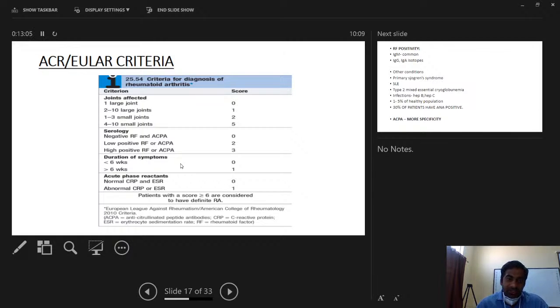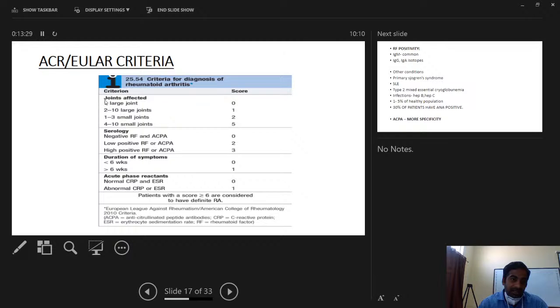This is how you call it definite rheumatoid arthritis if the score is greater than or equal to 6. Let's say 4 to 10 small joints, the score is 5 here, and if along with either positive RF or ACPA, the score is greater than 6, so it is definite rheumatoid arthritis. So just remember this table is very important.